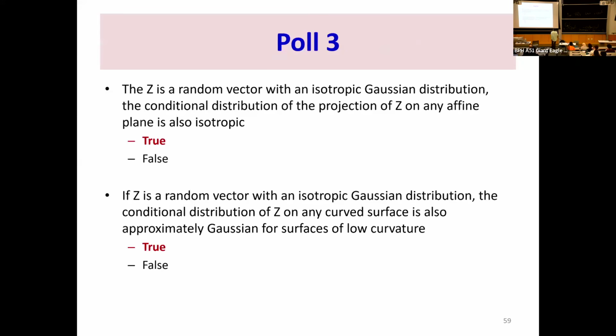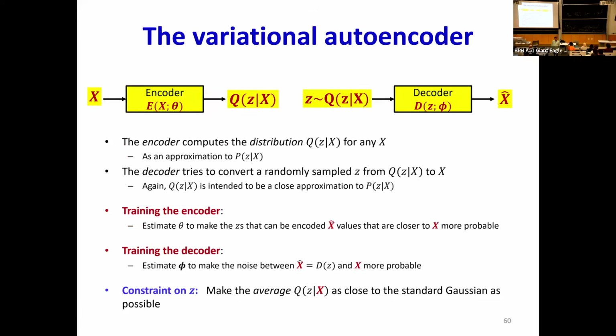Z is a random vector with an isotropic distribution. The conditional distribution of the projection on any affine plane is also going to be isotropic Gaussian. If Z is a random vector with an isotropic distribution, the conditional distribution on any curved surface of low curvature is also going to be approximately Gaussian, right? This means I can assume that, if my encoder is not folding the surface too much in any given location, if the curvature is low over the entire space, then I can approximate this guy to be a Gaussian. I can say Q is Gaussian.